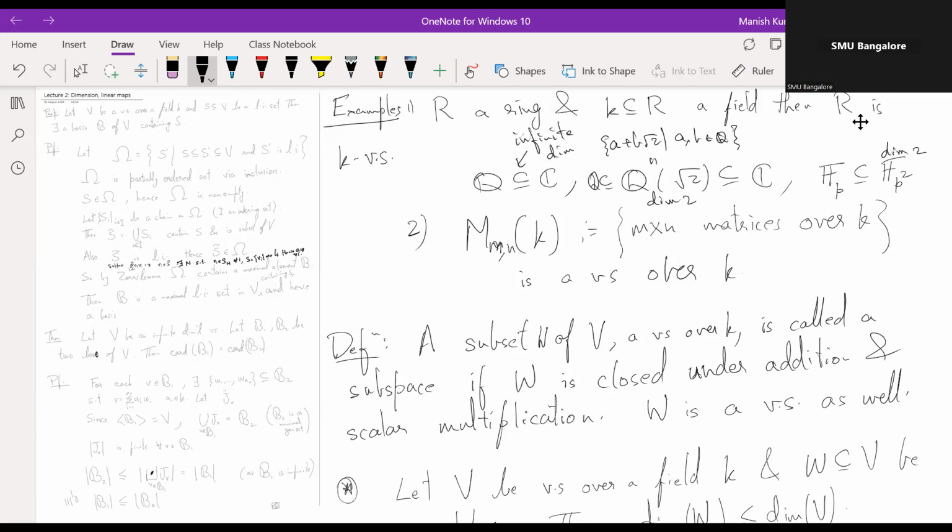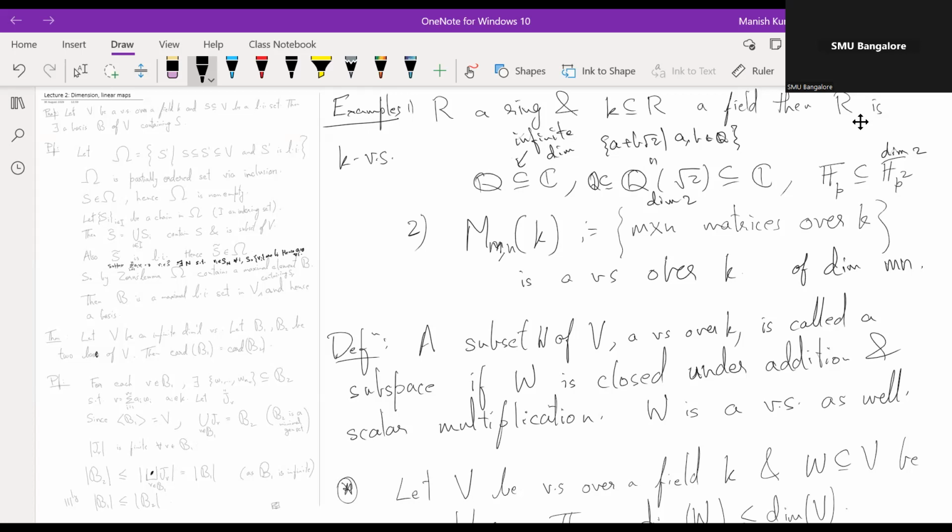What about the matrices? What is the dimension of the m cross n matrix vector space? It is a vector space because you can add any two matrices, and you can multiply a matrix by a scalar and it satisfies all the axioms. But what is the dimension of this vector space? Mn. So this is an mn-dimensional vector space, of dimension m times n.